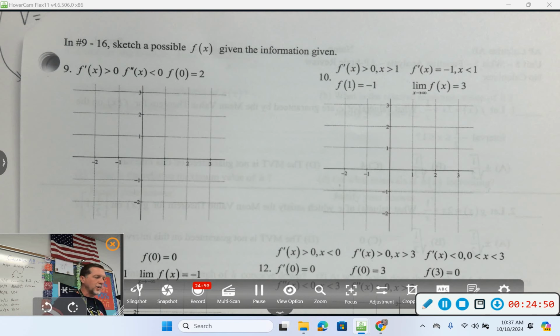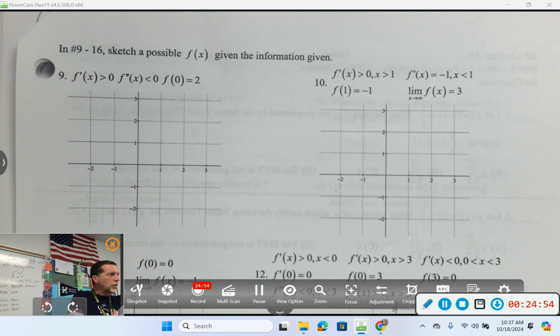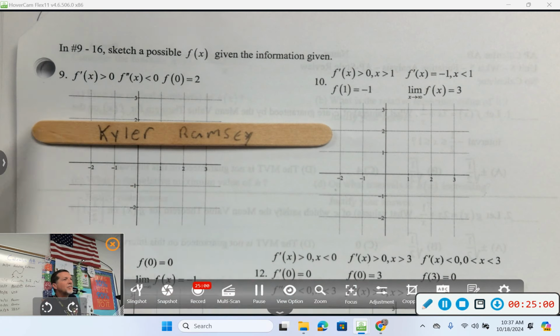Let's do number 9 together before we put it away. We got time to do number 9. You already put it away? Well, you can still look and watch. Kyler, f prime greater than 0. What's that mean for the graph?